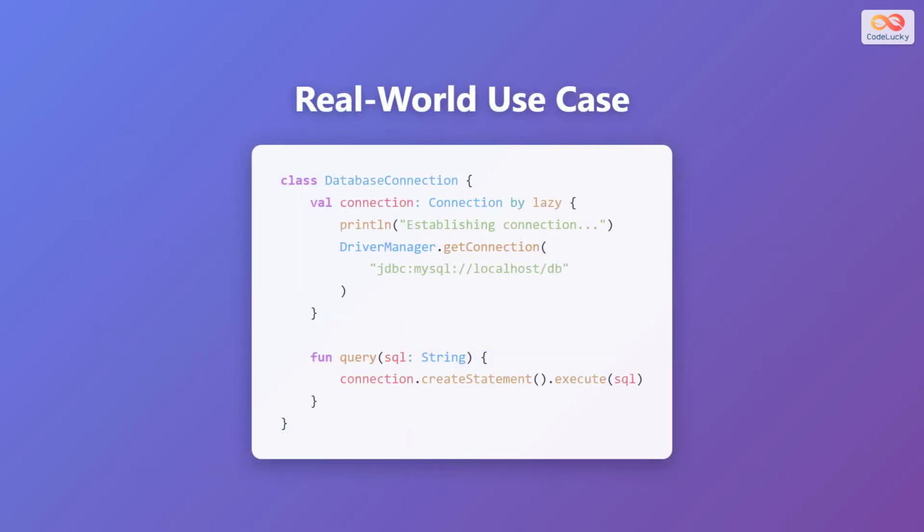Here's a real-world example, a database connection class. The connection property uses lazy initialization to establish a database connection only when it's first needed. Creating a database connection instance is fast because the expensive connection operation is deferred. The connection is only established when you call the query method for the first time. This is especially useful when you might create the object but not always use it, saving resources and improving application startup time.